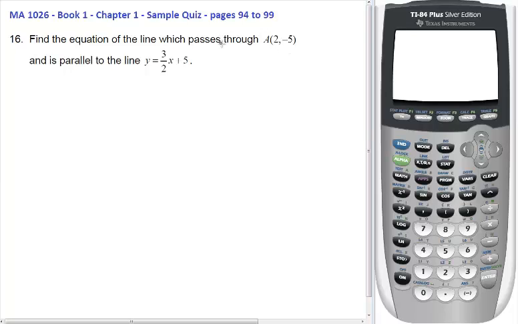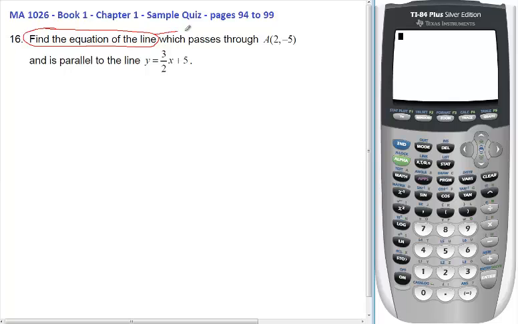Good day, students. Now we're going to look at the solution to number 16, another long answer question from your chapter 1 sample quiz found in book 1 of your math 1026 booklets. It's asking us to find the equation of a line, similar to the previous one, but this time it gives us different information. It doesn't give us two ordered pairs, it just gives us one.